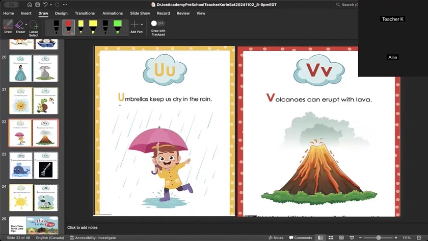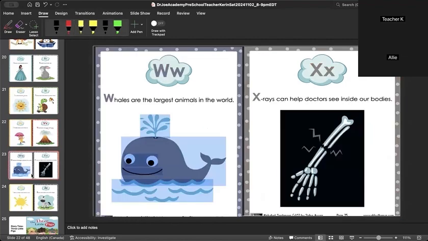Umbrellas keep us dry in the rain. Volcanoes can erupt with lava. Erupt. With lava. Lava. Perfect. Good job. And the next one.